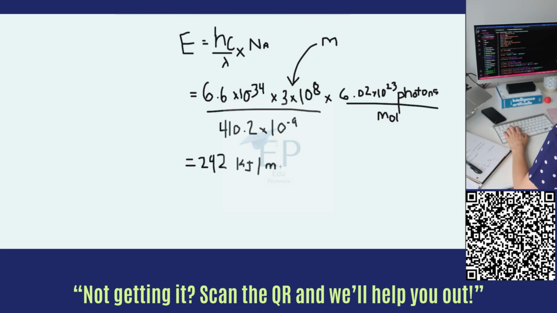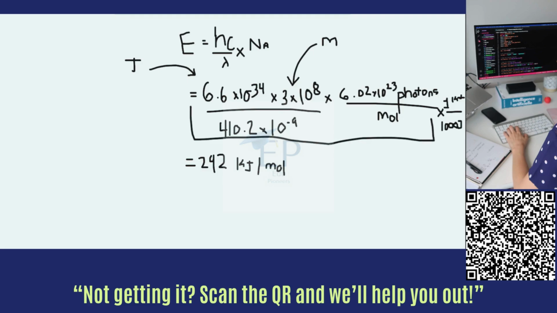And you know what, now that I'm saying this, kilojoules per mole, Planck's constant is in joules. So in order to get this into kilojoules, we are just going to say 1 kilojoule is 1,000 joules. Or you can just divide the answer you get for this portion by 1,000 to get it into kilojoules.